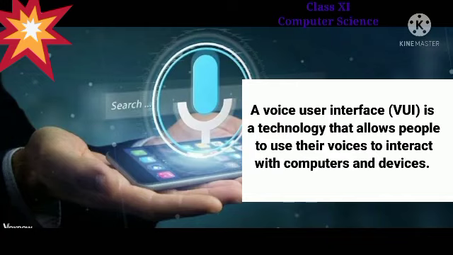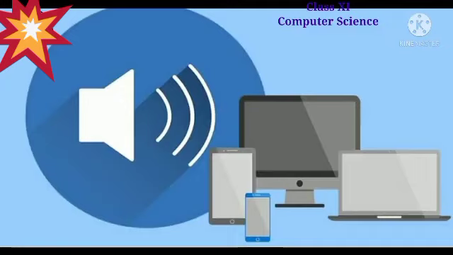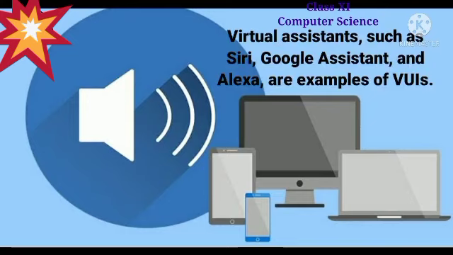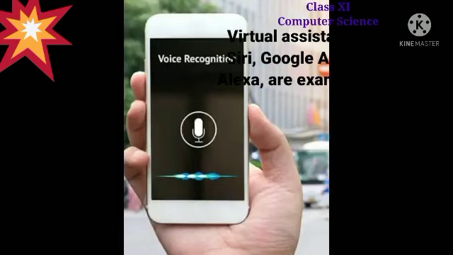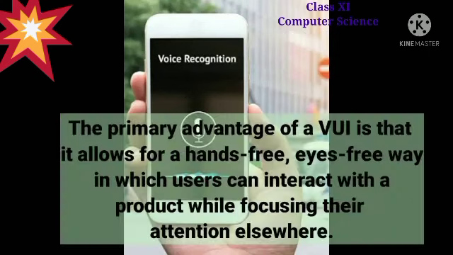The next type of interface is Voice User Interface, VUI. A voice user interface is a technology that allows people to use their voices to interact with computers and devices. That is why it is called Voice User Interface or VUI. You can see in this example, it is using the voice to interact with different devices like smartphones and computers. There are several voice-based interfaces provided by different applications, like virtual assistants such as Siri, Google Assistant, Alexa. I think you are all familiar with voice recognition using Google Assistant, right? There our voice will be captured for doing different tasks.